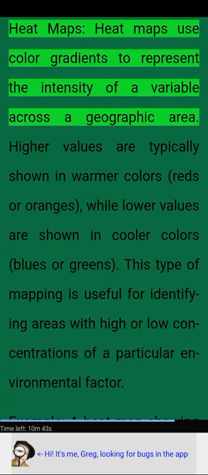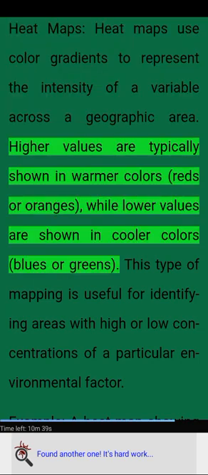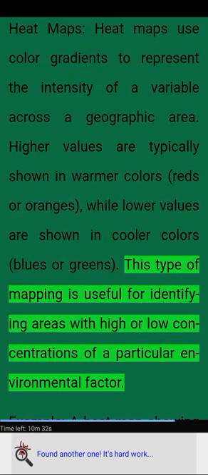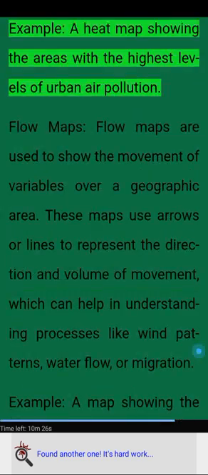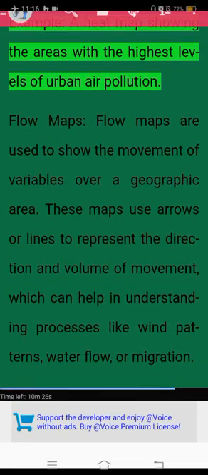Heat maps. Heat maps use color gradients to represent the intensity of a variable across a geographic area. Higher values are typically shown in warmer colors, reds or oranges, while lower values are shown in cooler colors, blues or greens. This type of mapping is useful for identifying areas with higher or lower concentrations of a particular environmental factor. Example, a heat map showing the areas with the highest levels of urban air pollution.